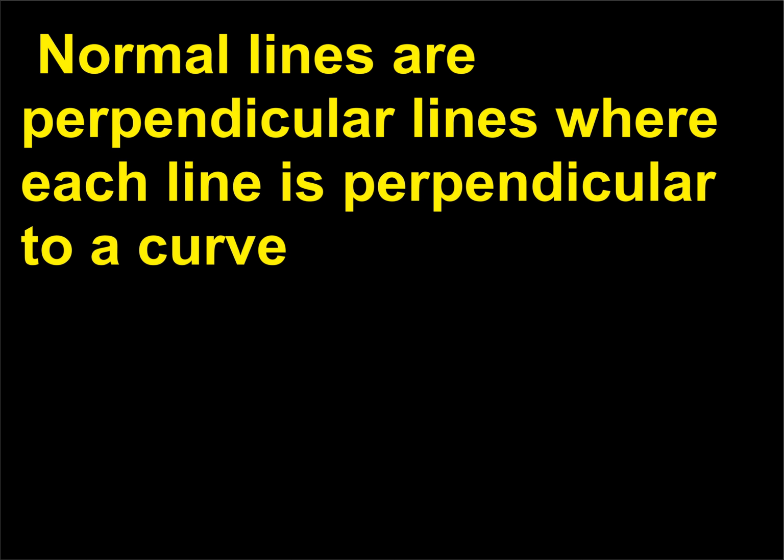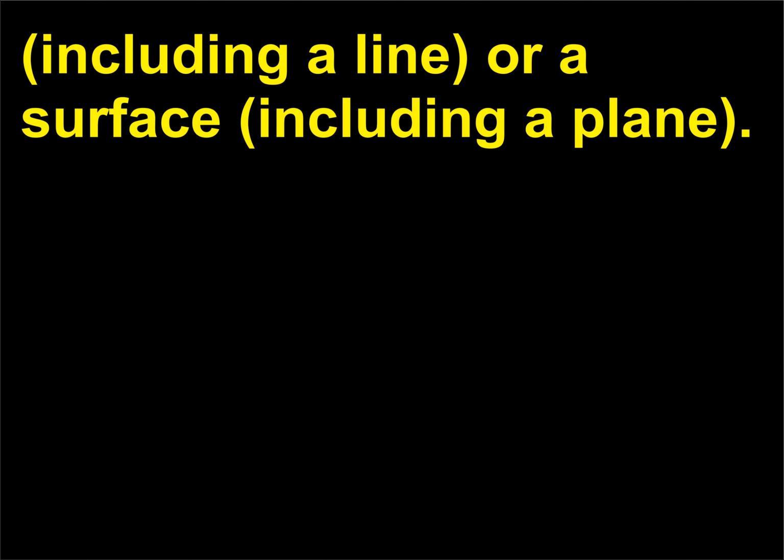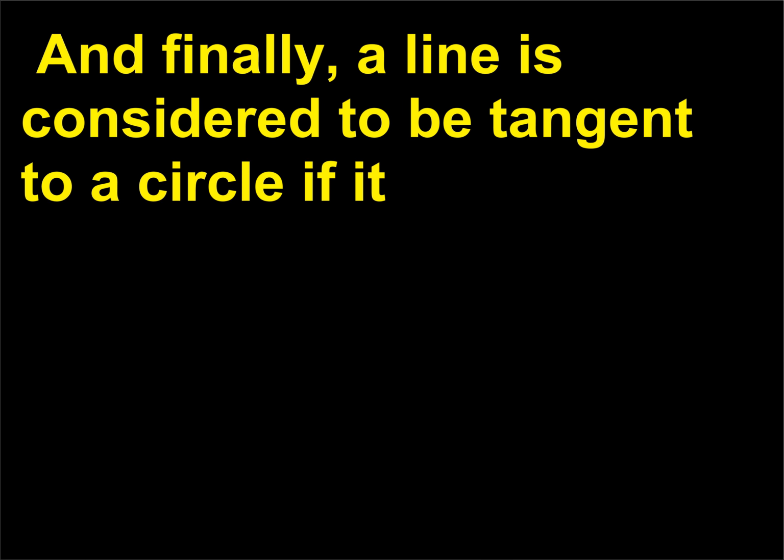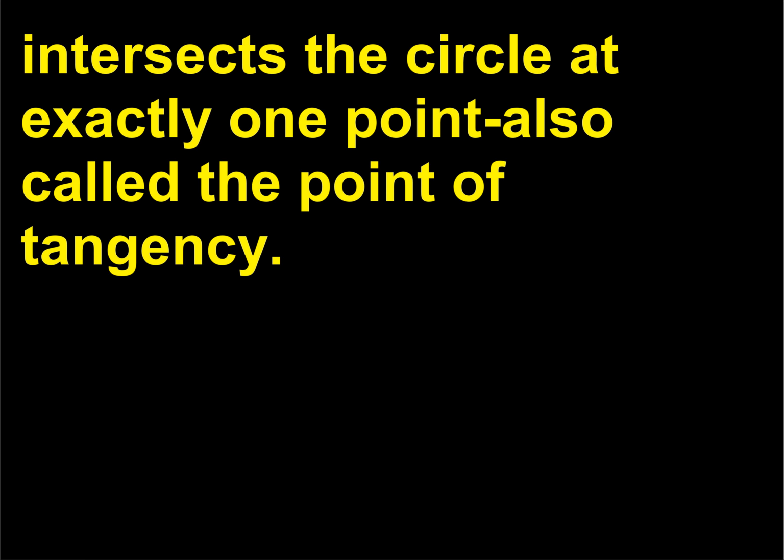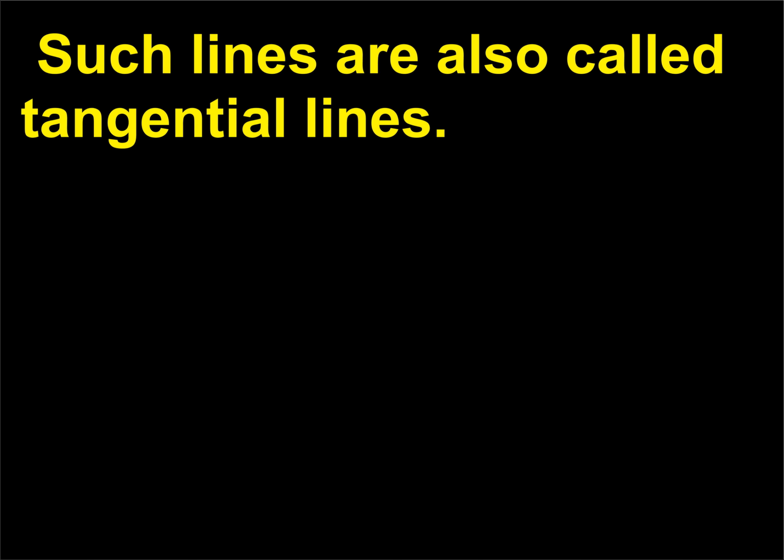Normal lines are perpendicular lines where each line is perpendicular to a curve, including a line, or a surface, including a plane. And finally, a line is considered to be tangent to a circle if it intersects the circle at exactly one point, also called the point of tangency. Such lines are also called tangential lines.